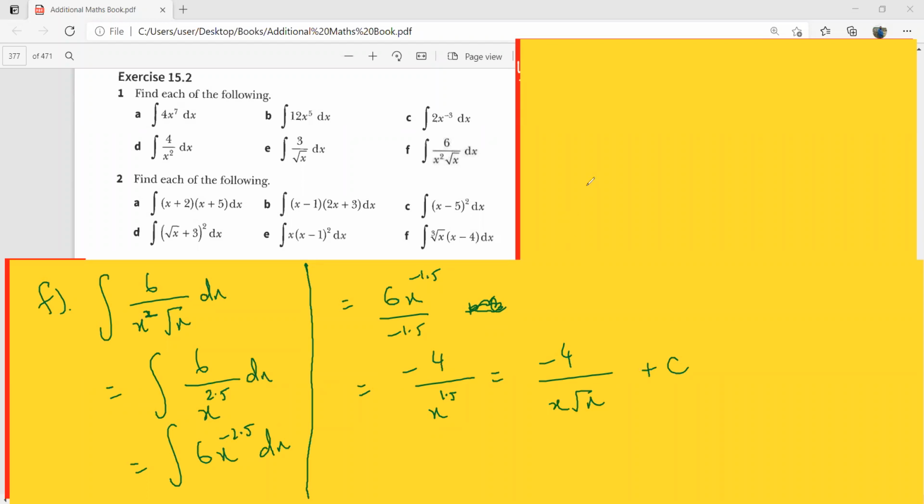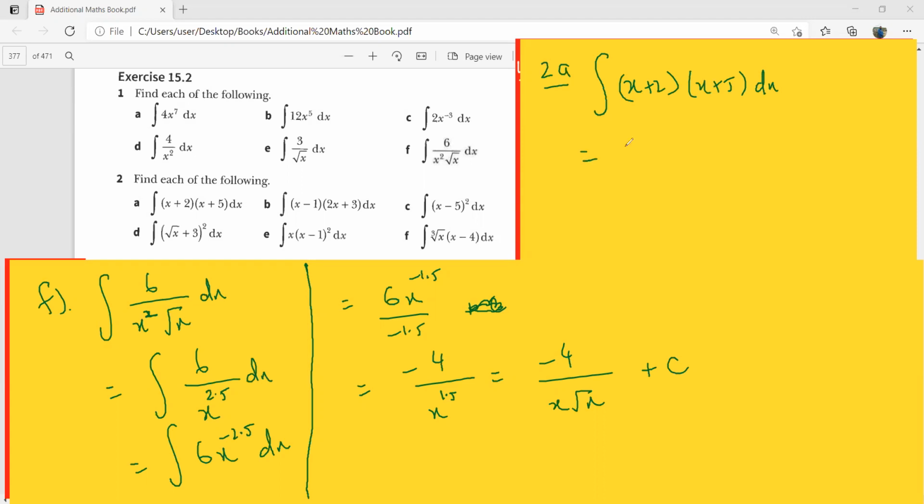Now look at this question number 2 part A. In this question, remember there is no u dot v, there is no u by v in integration. Integration has got its own rules. So in this part A, we are not allowed to integrate the products, so we have to expand this.